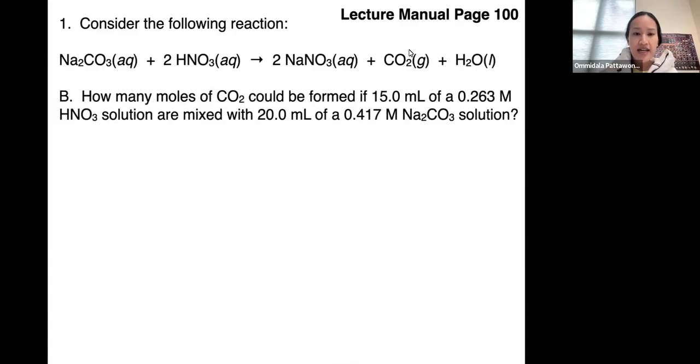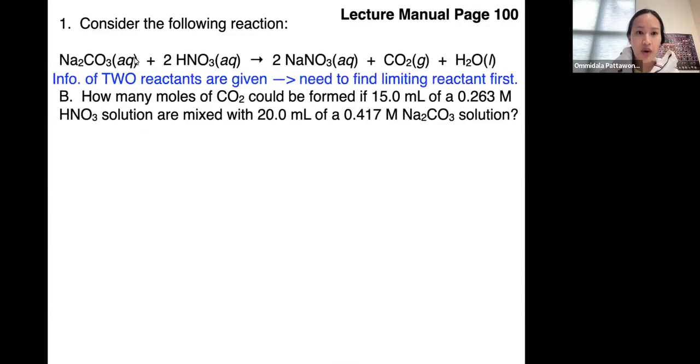Note that this problem gives us information of the two reactants. One is nitric acid, both volume and concentration. The other is sodium carbonate, with volume and concentration. Whenever the information of two reactants is given, this is going to be a limiting reactant problem, which means you will be able to find out how many moles of carbon dioxide will be able to form based on what the limiting reactant is. So we will need to set up two separate equations. One uses the information of the nitric acid, and the other uses the information of the given sodium carbonate.